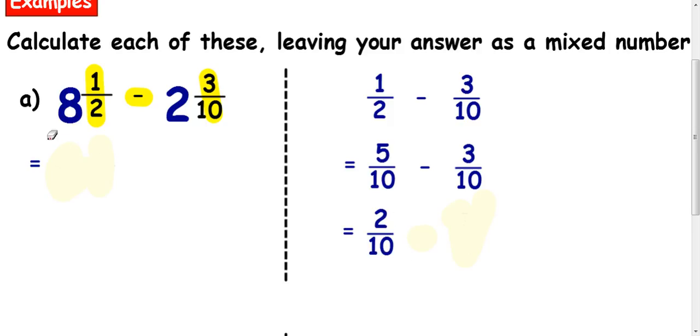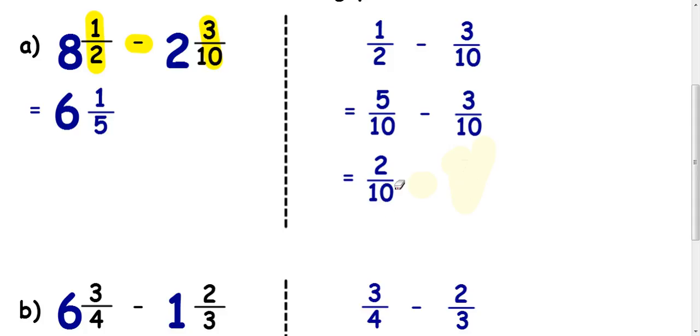I'm then going to move back to the question and do the 8 take away the 2, which was 6. And I've already done the half take away the 3/10, and that comes to 2/10, which is just a fifth. You could write a fifth here.